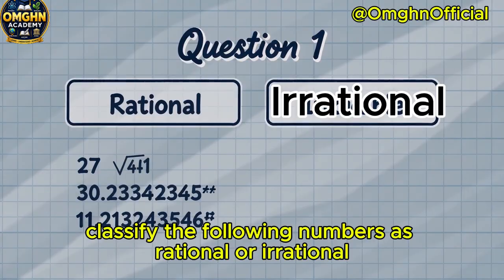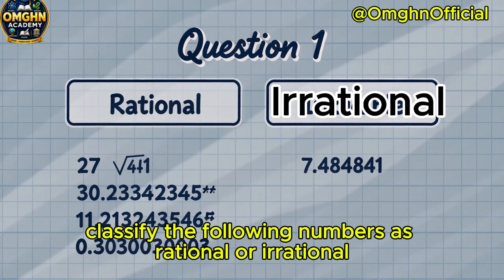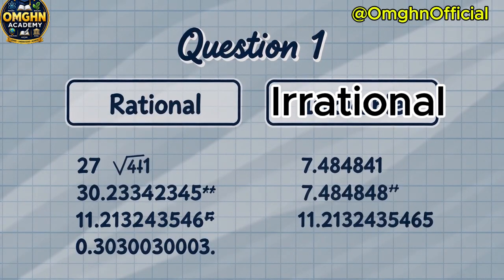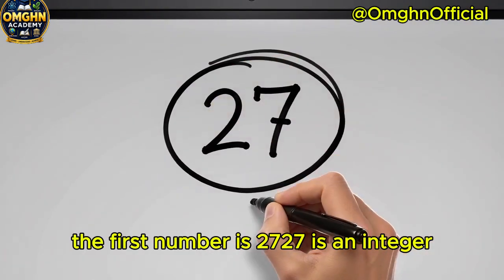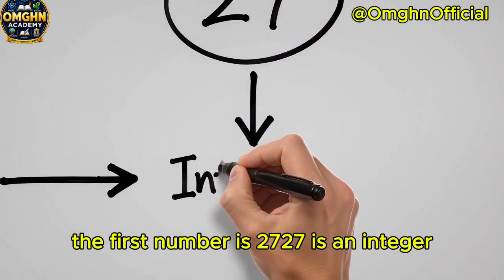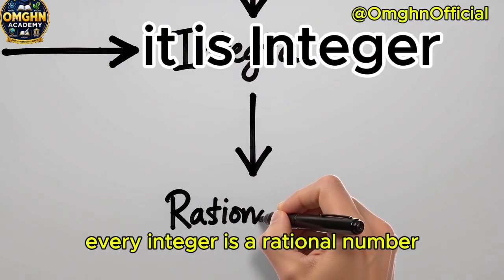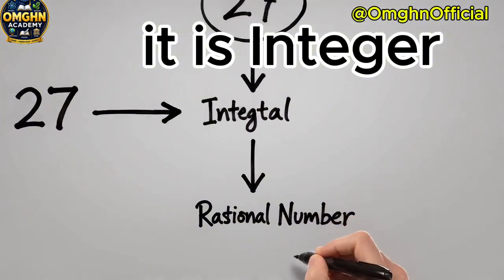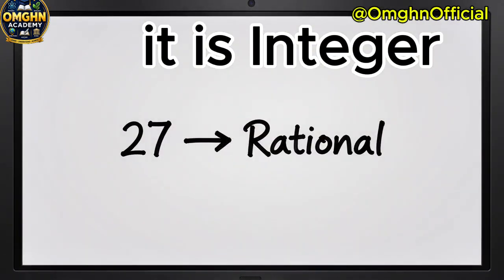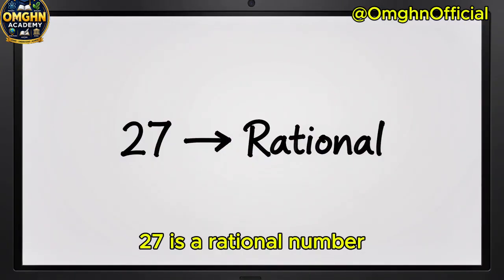Classify the following numbers as rational or irrational. The first number is 27. 27 is an integer. Every integer is a rational number. 27 is a rational number.